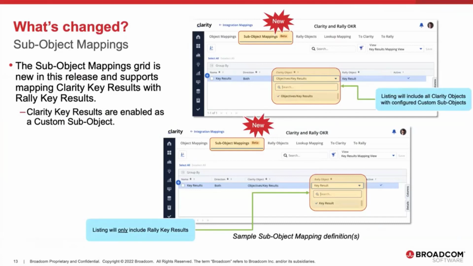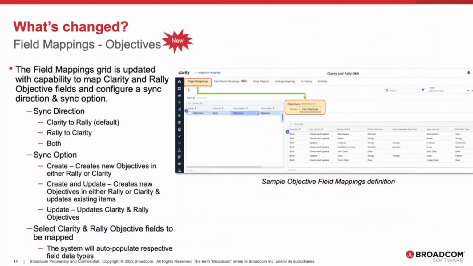So with the two areas, the object mapping for objectives and then the sub-object mapping for key results done, then we move on to field mapping. So first thing, we do have to map the fields for objectives in this case. And so here we choose which direction we want, Clarity to Rally or Rally to Clarity. And then based on that, either one of the systems will serve as the source.